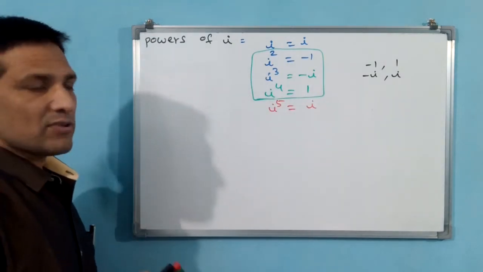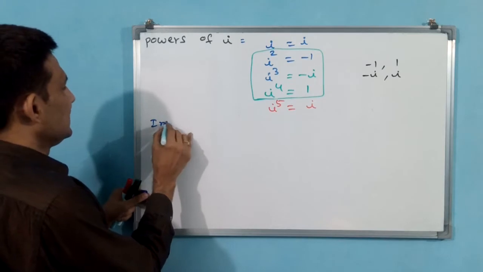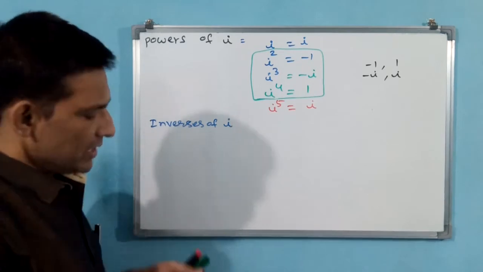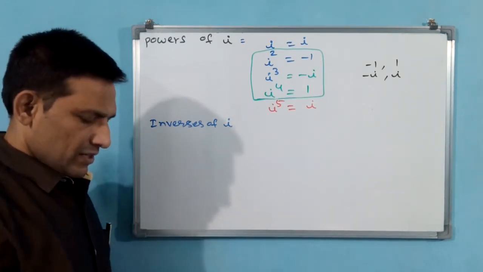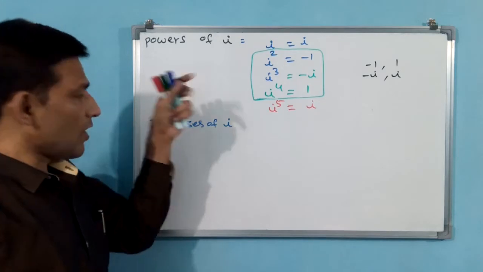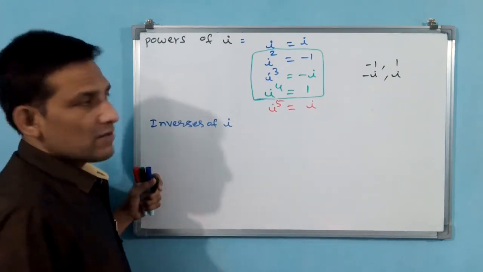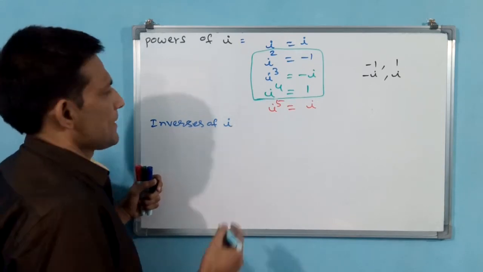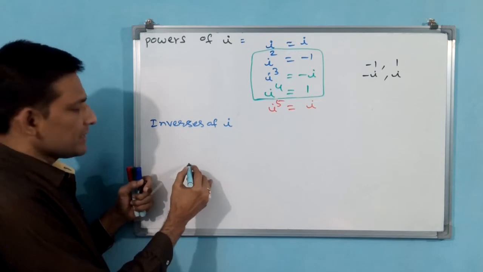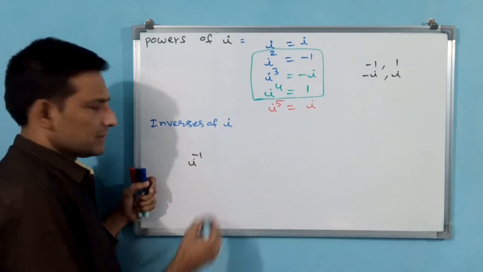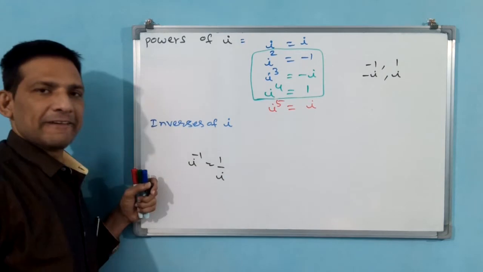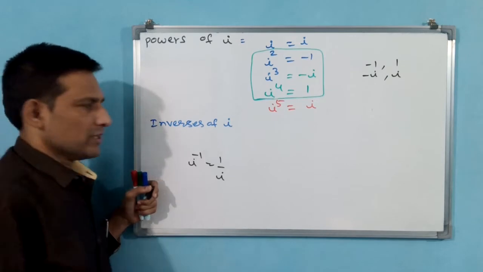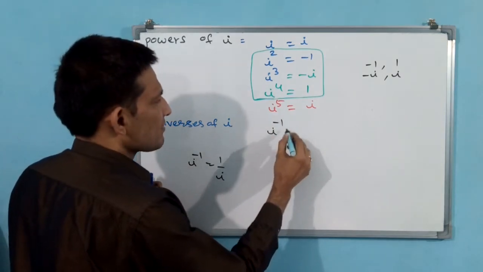I am writing inverses of i. Rather than writing all, the first two inverses I am writing are going to become the same. You see, how are we making the inverse? i to the power of minus 1 is equal to 1 by i. This is the inverse: i to the power of minus 1, or 1 by i. I to the power of minus 1 I have not yet written.